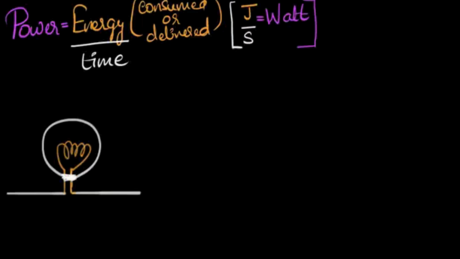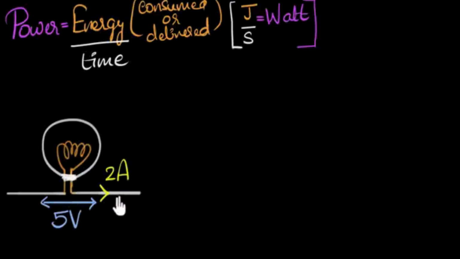So let's take an example. Imagine we have a bulb through which 2 amps of current is passing. And let's say the potential difference across the ends of the bulb is 5 volts. Now, looking at these two numbers, let's see if we can figure out what's the power consumed by this bulb.